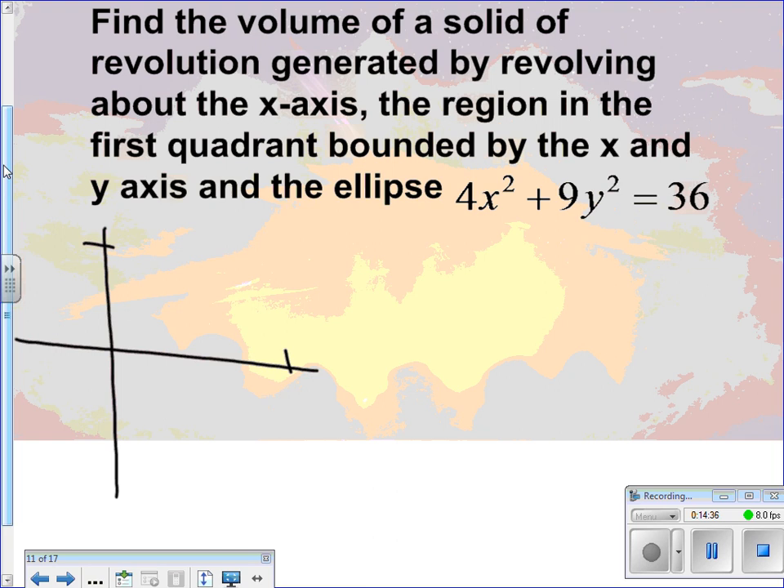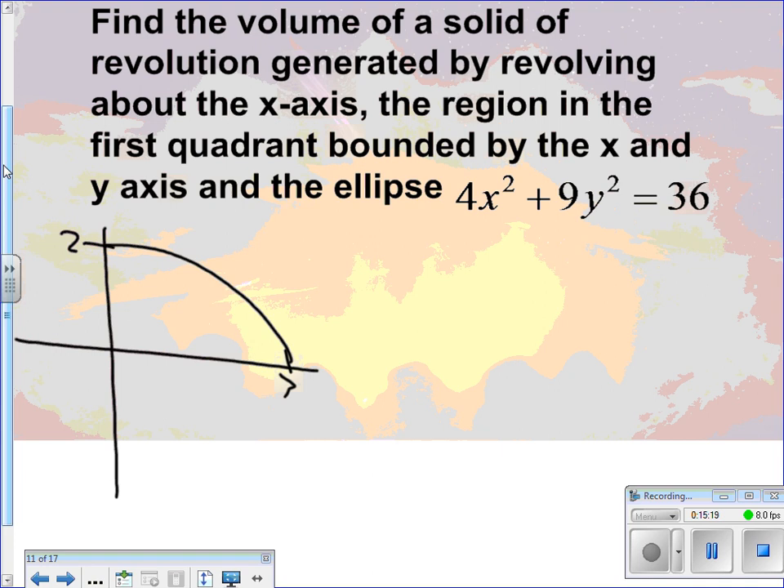So when x is 0, what's y? When x is 0, you get 9y squared equals 36, so y would be 2. So it crosses at 2. When y is 0, what's x? 3. When we let y equal 0, you get 4x squared equals 36. You get 3. So that's kind of what the region we're rotating looks like. You have to do that. If you don't draw a diagram, you're not going to get these.